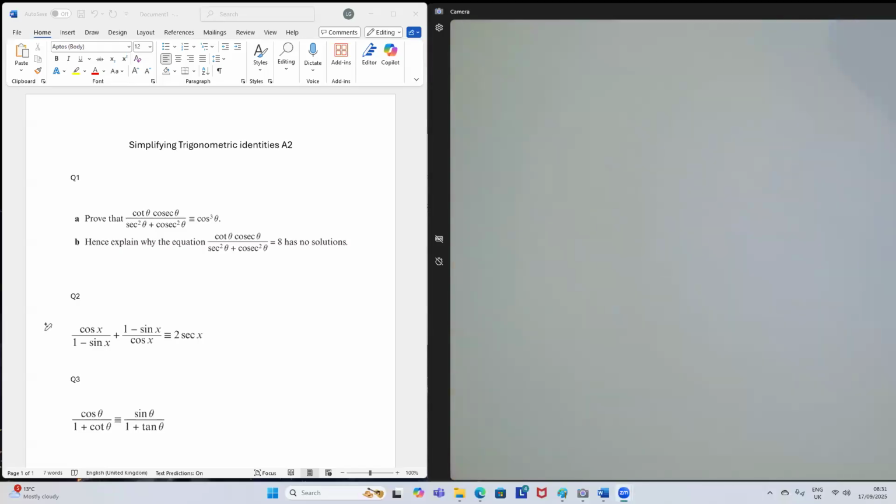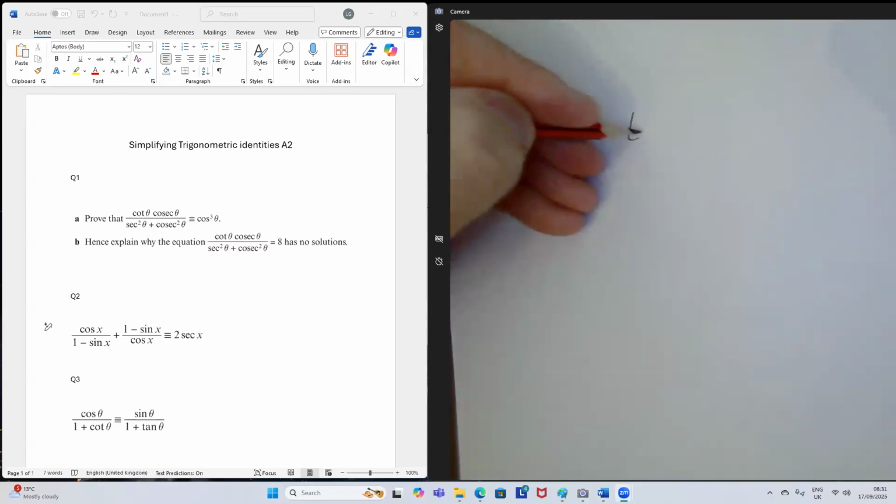Hello everyone, and in this video we're going to be looking at simplifying trigonometric identities, in particular with a focus on A2. So here's a really good one for question 1. We've got to prove that cot cosec over sec squared plus cosec squared is equal to cos cubed.